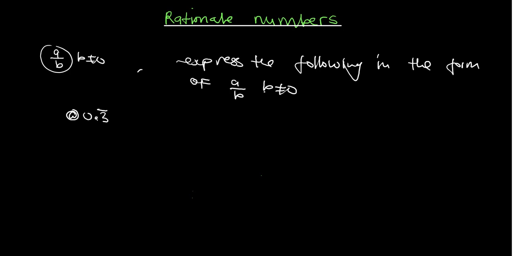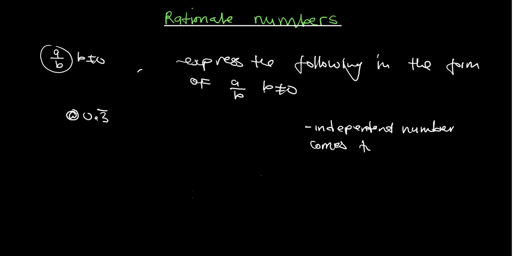So let's get started. The first rule that you should do is first make sure the independent number comes to the left side of the decimal, the left side of the point, like that.